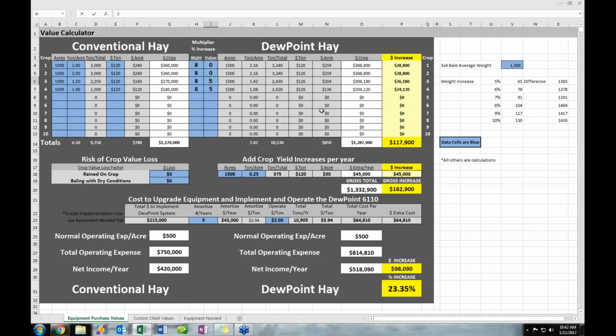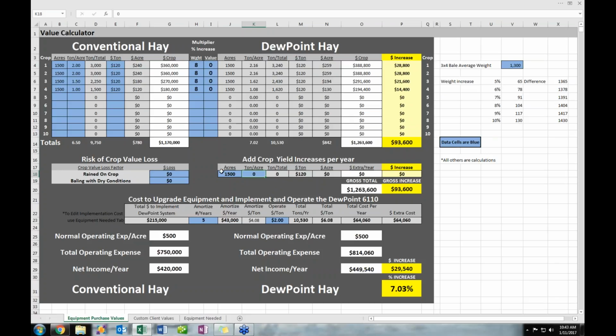So let's drop all the value out of it. So we don't get any more money for our hay. We don't get any more tonnage. That's a big one. You see the drop there? We went from 18% increase, almost $73,000, to $30,000 and only 7% increase.